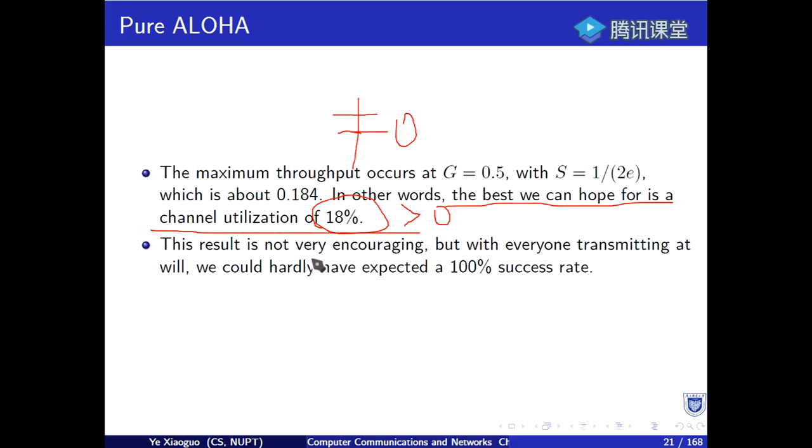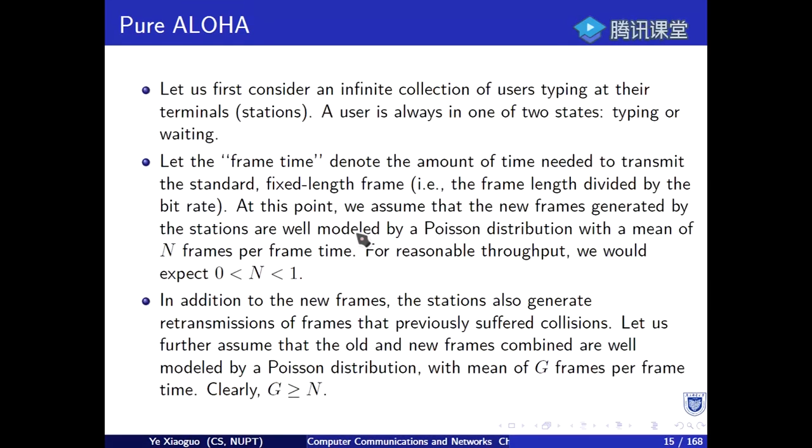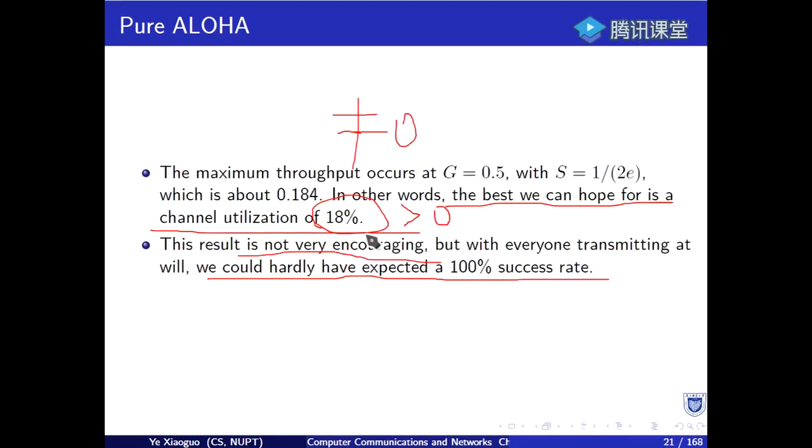The result is not very encouraging, but with everyone transmitting at will, we could hardly have expected a 100% success rate. It's very interesting. So next week, I will explain why we can get this channel utilization.